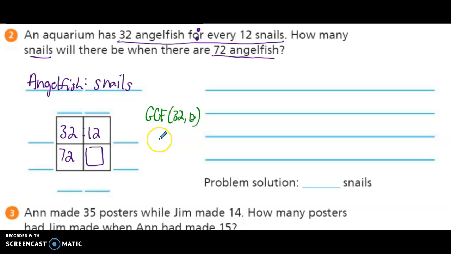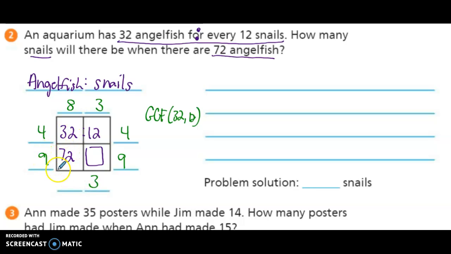And I will tell you that that is 4. Okay, greatest common factor is 4. Now I work from the inside out. 12 divided by 4 is 3. 32 divided by 4 is 8. 72 divided by 8 is 9.